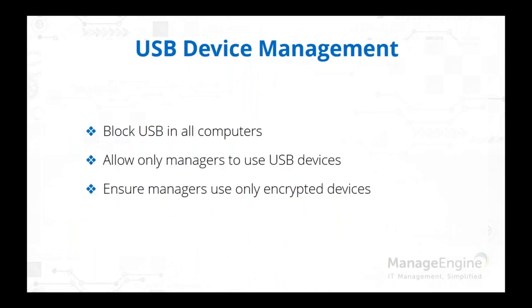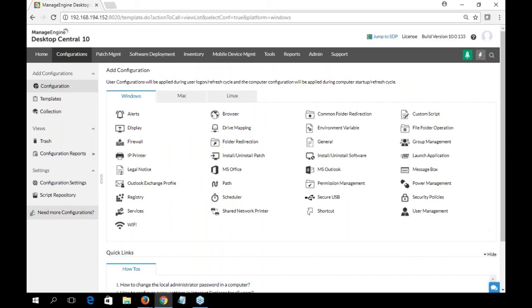Well, now let's move on to USB device management, and this is going to help us handle three activities: blocking the USB in all the machines, allowing it only to a specific group or user, and ensuring that the encrypted devices are managed. So I'm just taking you back to the product. Again, we are going to deal with this through the configurations. I want to take you to the Secure USB.